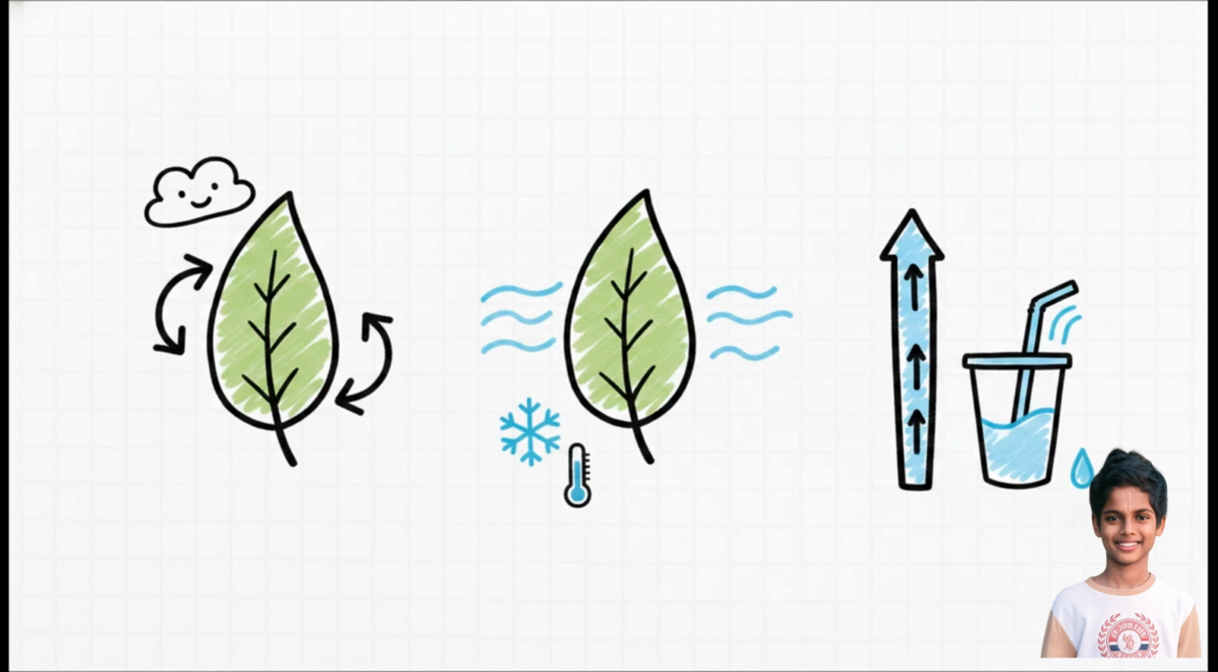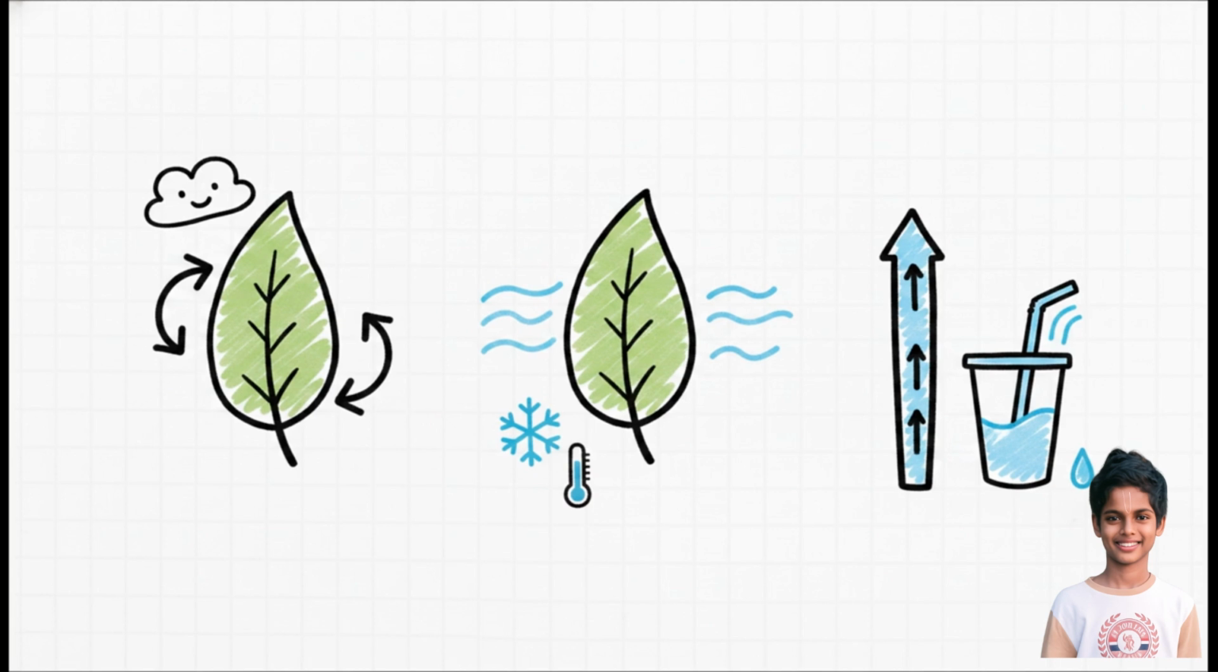But you might be wondering, why on earth would a plant intentionally want to lose its water? Well, it's incredibly important. First, it allows for the exchange of gases. By opening its stomata to let water out, the plant can suck in carbon dioxide for photosynthesis. Second, it gives the plant a cooling effect.